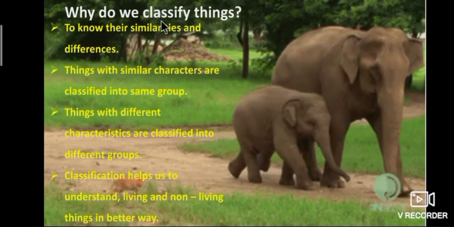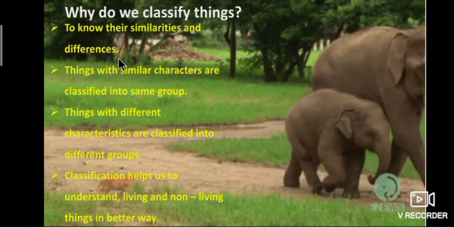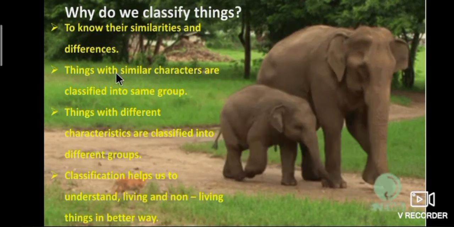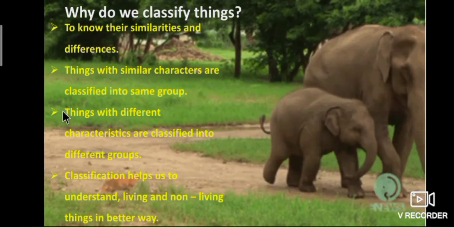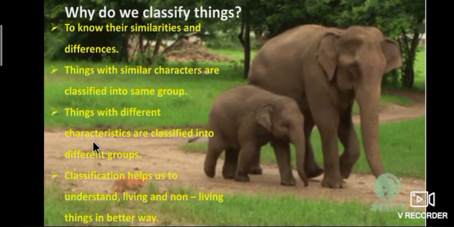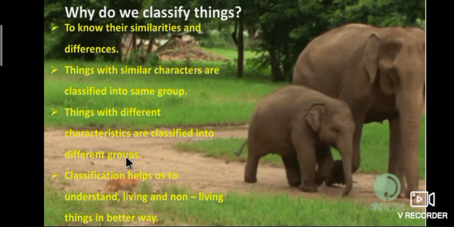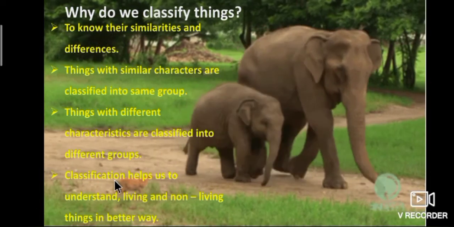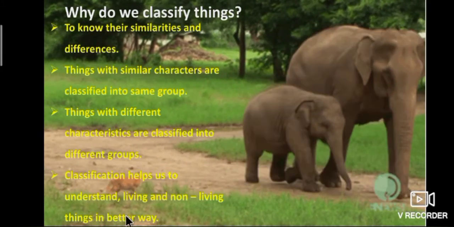Why do we classify things? To know their similarities and differences. Things with similar characters are classified into the same group. Things with different characteristics are classified into different groups. Classification helps us to understand living and non-living things in a better way.